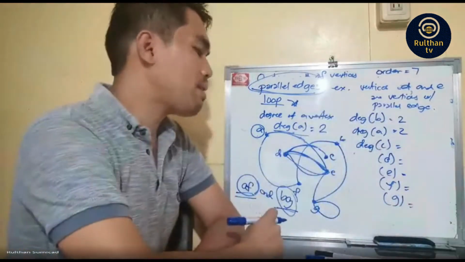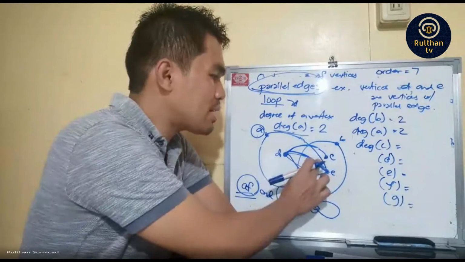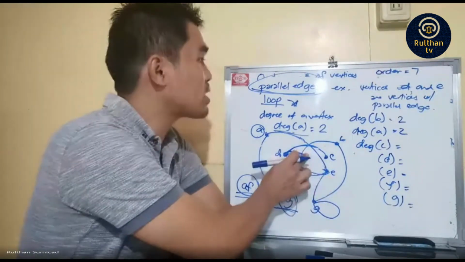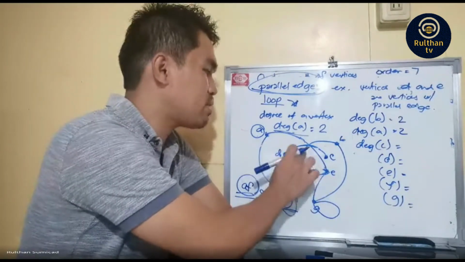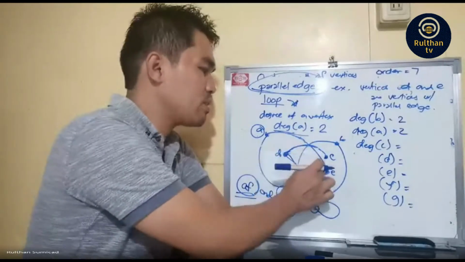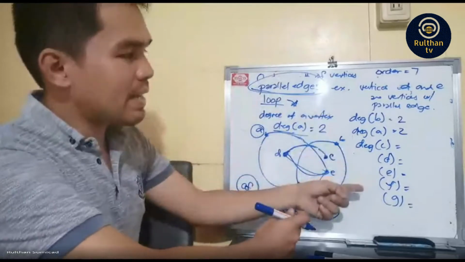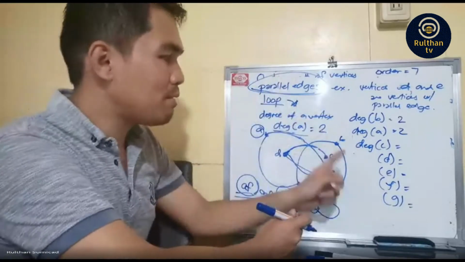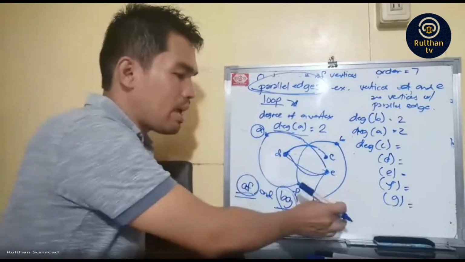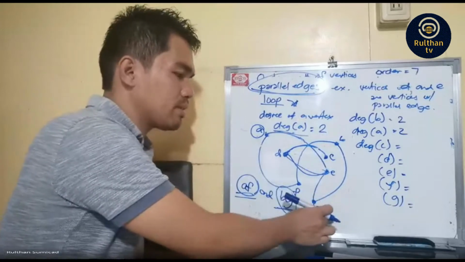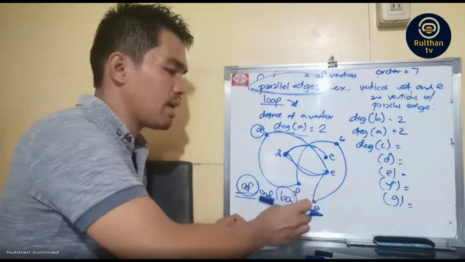1, 2, 3, 4, 5, 6, 7. So we have 7. Can I just remove this one? Actually, I just placed this earlier just to explain to you the parallel edges, but this was not actually present here during the first example. So there were 7 edges, and then we have also 7 vertices. And then I also remove the loop first because this was not here.